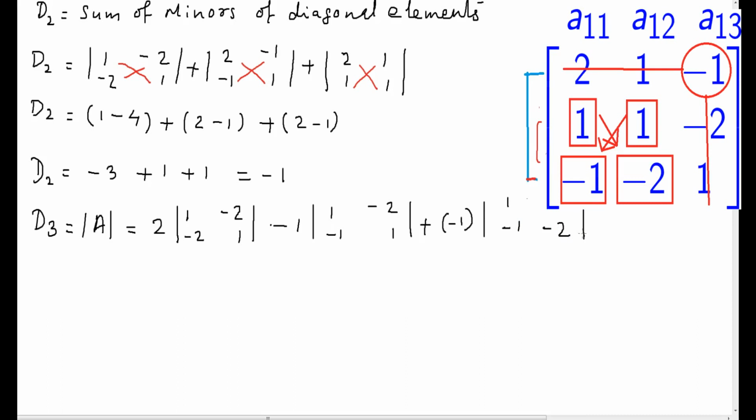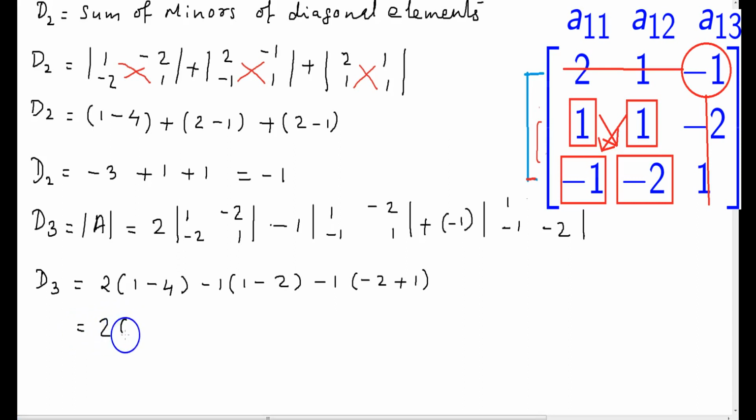Let us cross multiply the terms inside the minors. Then the equation becomes 2 into 1 minus 4, minus 1 into 1 minus 2, minus 1 into minus 2 plus 1. 2 into 1 minus 4 is minus 3, minus 1 minus 2 is minus 1, minus 1 into minus 2 plus 1 is minus 1, which is equal to minus 4.